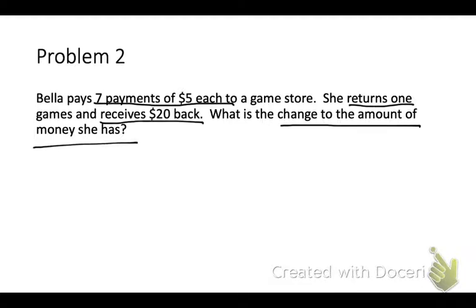So she's starting by paying 7 payments of $5 each. We have to take 7 times 5 because that would tell us how much she's paying. And because she's paying, it's negative. So negative 7 times 5. Then if she's receiving money back, that's being added back to her.